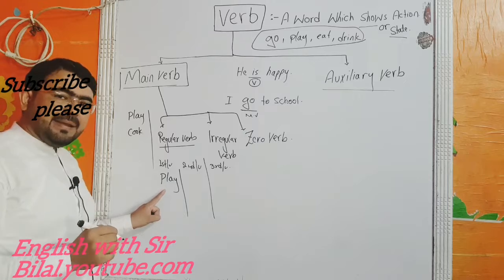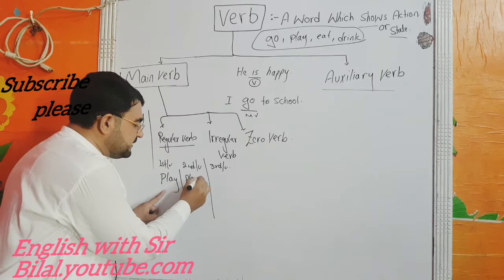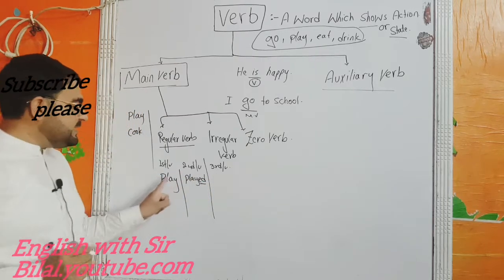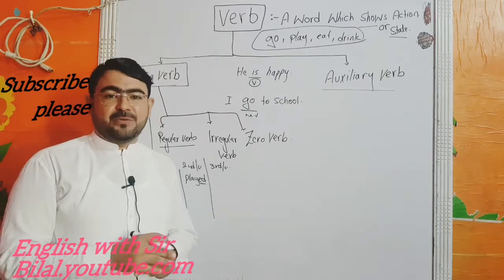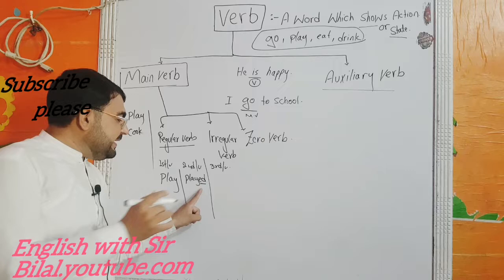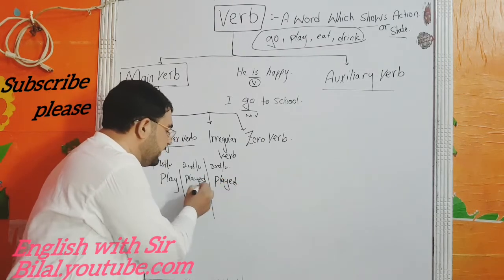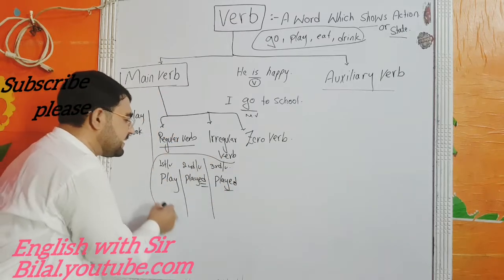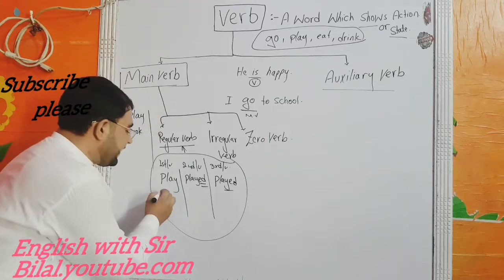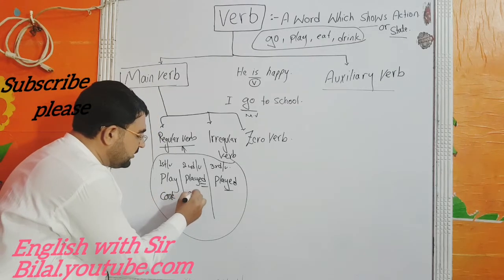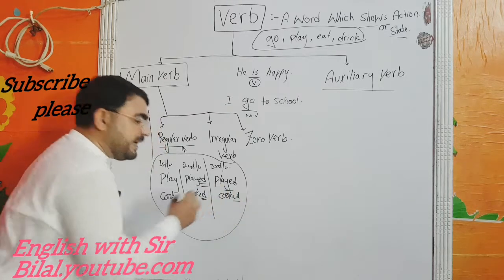So play is the first form, basic form. The second form is played. Now here I just add ed. What I added? Ed, and it becomes the second form of verb. So when there is ed in the second and in the third form, we call it a regular verb. This type of verb is called regular verb. It means regularly changes are there, like cook, example, cooked, and cooked.